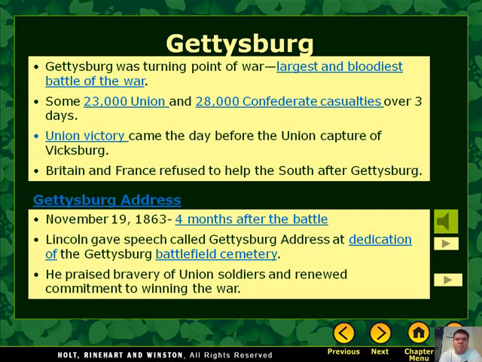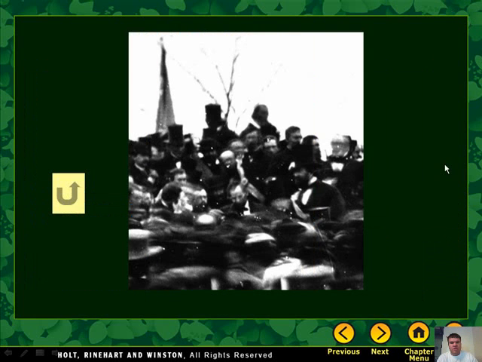He writes most of his speech that night, and he comes to the Gettysburg battlefield and gives what historians consider one of the greatest speeches in American history. That now is known as the Gettysburg Address. It was a dedication of the Gettysburg Battlefield Cemetery. But in this speech, he praised the bravery of the Union soldiers and tried to get the rest of America to renew their commitment to winning the war. We're going to look at this a little bit more closely in class with some more detail, but I wanted to get this information into your notes.